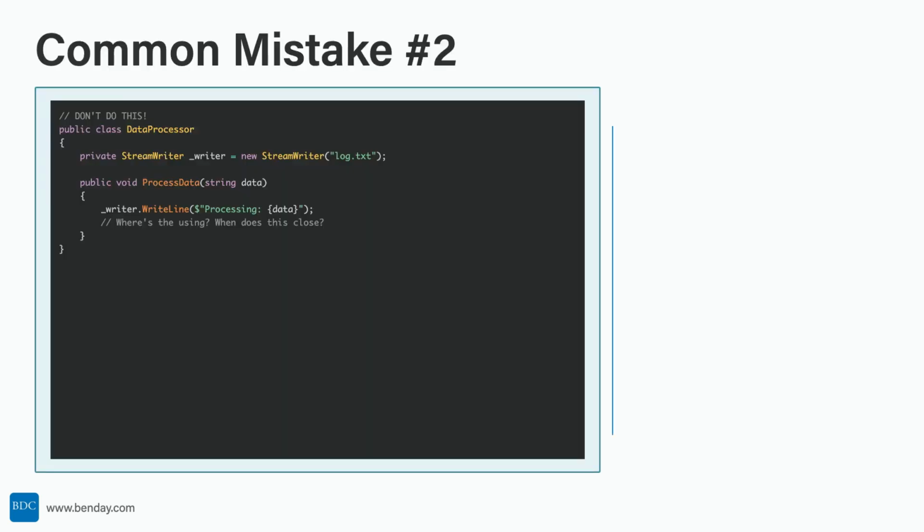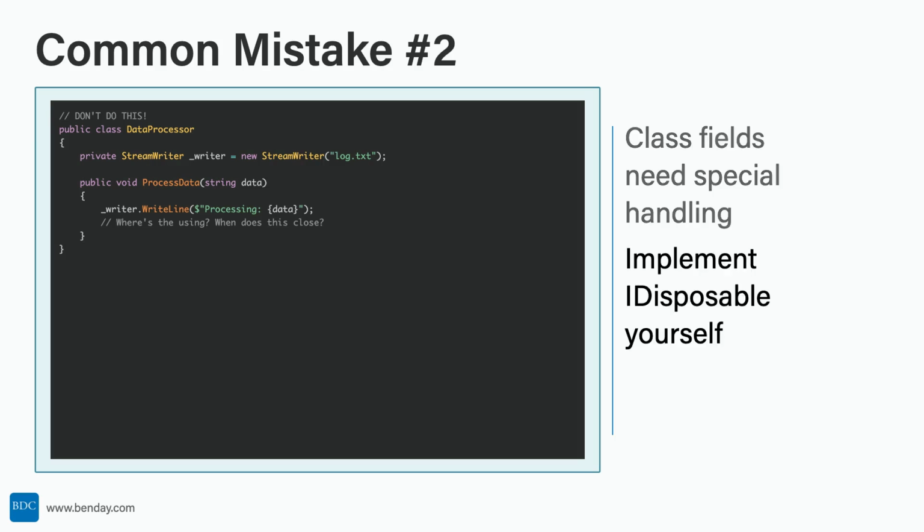Here's another gotcha, storing IDisposable objects as fields without proper cleanup. If your class has an IDisposable field, your class should also implement IDisposable. You can't just use using with fields, they live too long. When your class owns an IDisposable resource, it becomes responsible for cleaning it up. That means implementing IDisposable yourself. It's like resource management inheritance. Honestly, if you can avoid storing IDisposable objects as fields, do it. Create them, use them, dispose them all in one method. Much simpler.